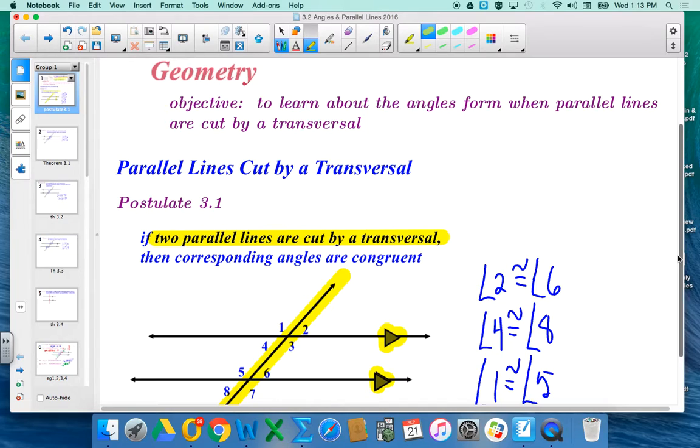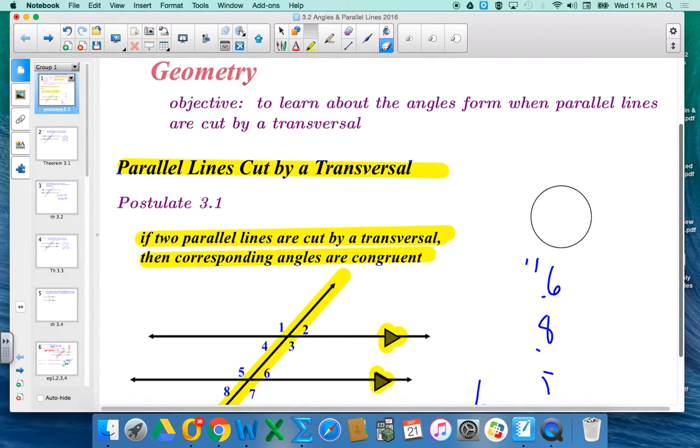So yesterday we started talking about lines and transversals. We said a transversal was a line that crosses the other lines. So when we talk about parallel lines cut by a transversal, there are certain things that are going to happen. The first postulate I have up here, we talked about yesterday, says if two parallel lines are cut by a transversal, then the corresponding angles are congruent. So let's look at what corresponding angles are.